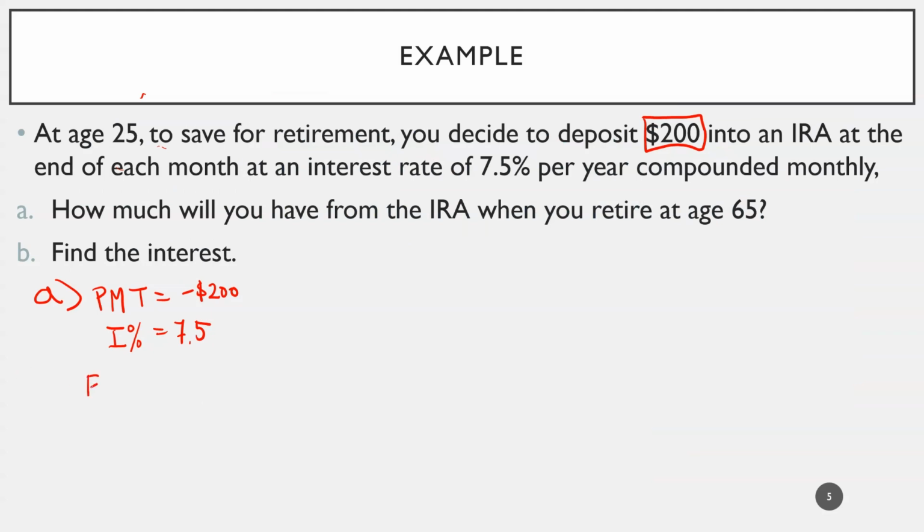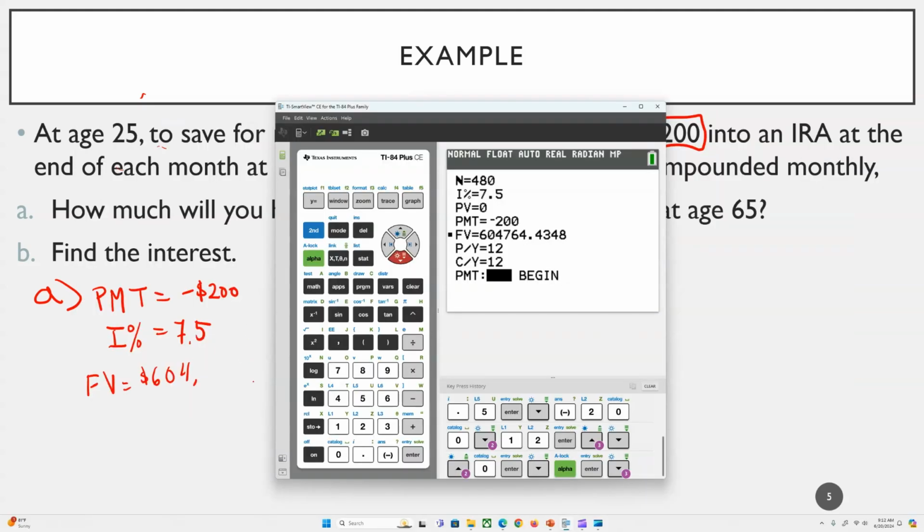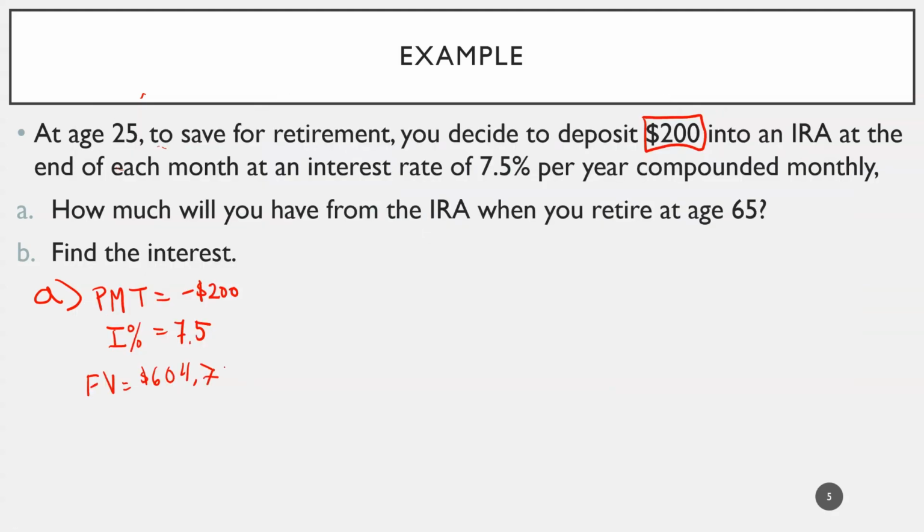So the future value you will have in your account was $604,764.43. That's pretty good.